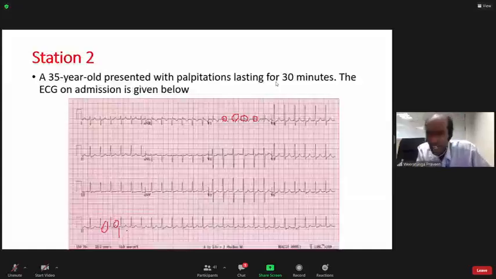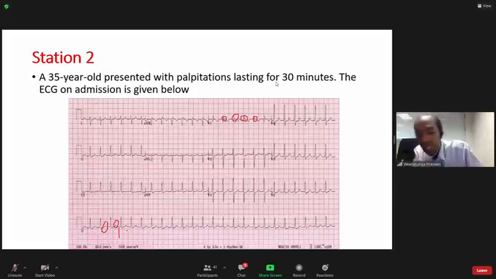So management we talked about. Stable or unstable is quite important. If the patient is unstable, then you need to shock the patient. If the patient is stable, you can try vagal maneuvers or adenosine, right? If you do not have adenosine, then you can use IV calcium channel blockers, right?